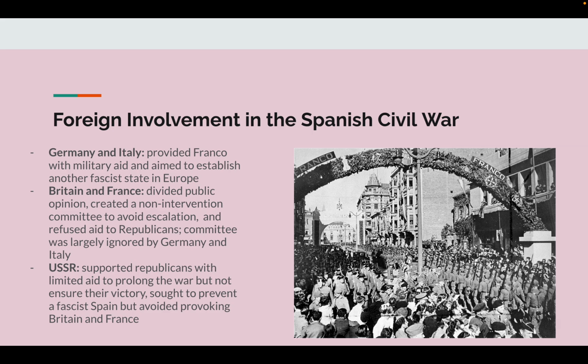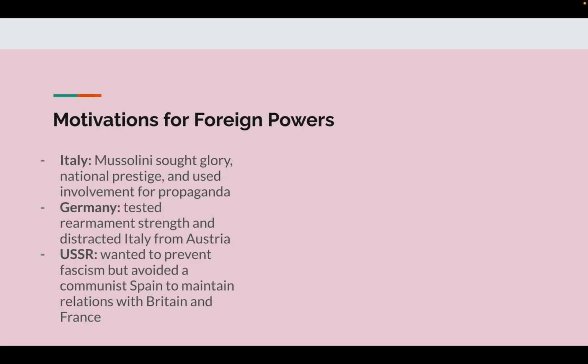The USSR supported Republicans with limited aid to prolong the war, but not ensure their victory. It sought to prevent a fascist Spain, but avoided provoking Britain and France.